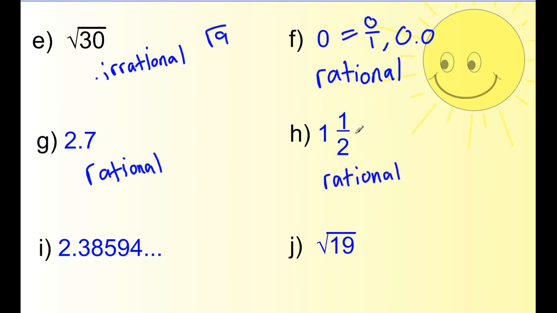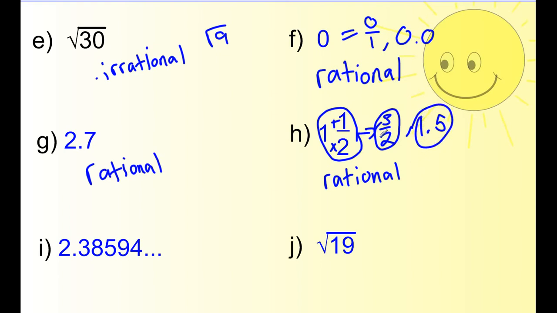And you can tell because, well, it's already a fraction. And it's a mixed number. You can make it more of a fraction: 2 times 1 is 2, plus 1 is 3 over 2. That's an improper fraction. Or 1.5 as a decimal is 1.5. Those are all different ways of showing this same number. This 1.5 is 3 over 2, and it is 1.5. All of them show you that this number is rational.